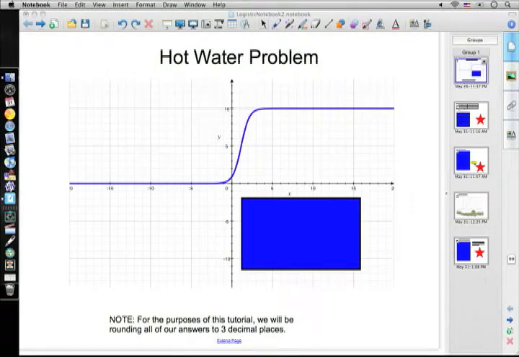Suppose that the water in a hot water heater is 80 degrees Celsius above room temperature. When you first turn on the faucet, the water coming out is only 3 degrees above room temperature. 10 seconds later, it has warmed to 17 degrees above room temperature.